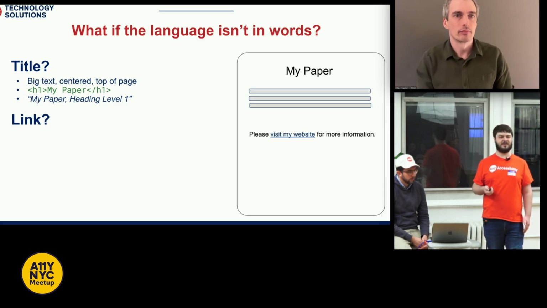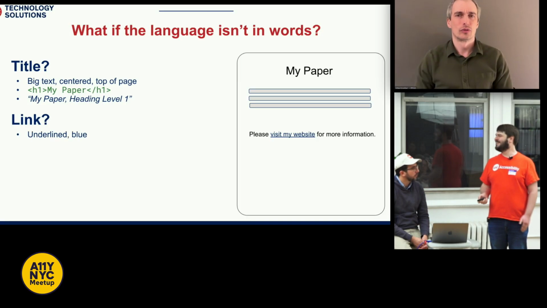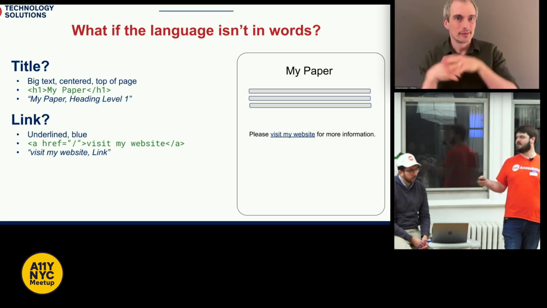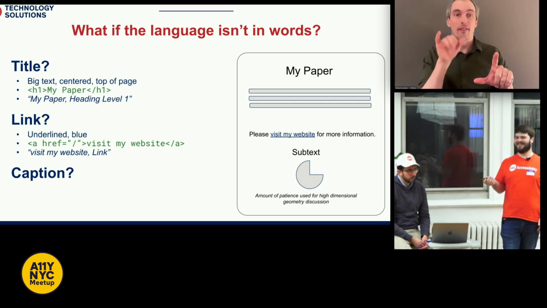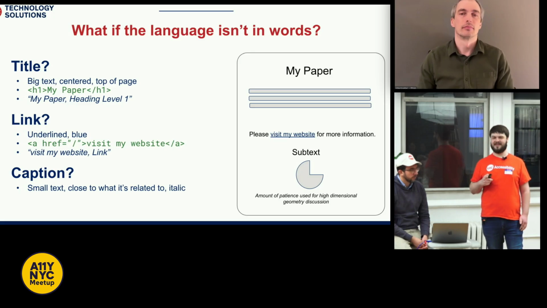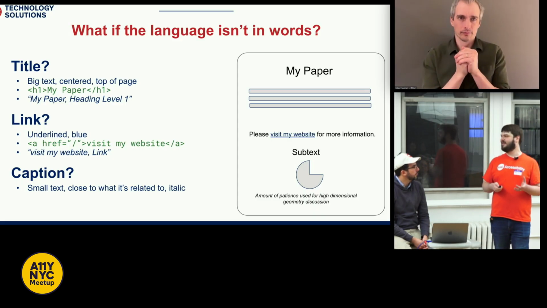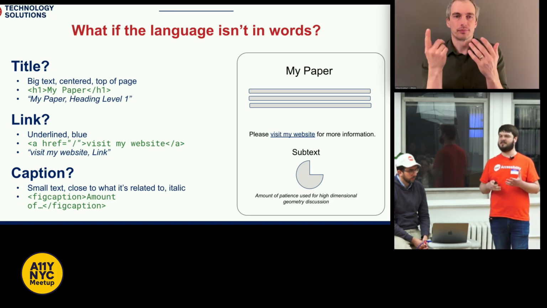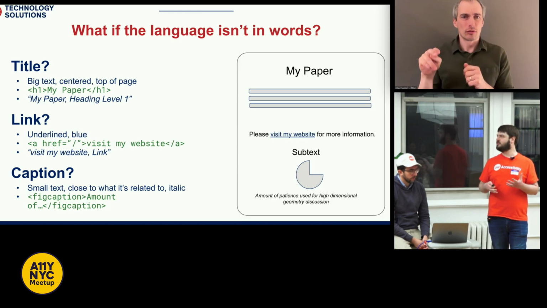So how do you say link in visual language? Anybody? Blue text underline, excellent. And that in HTML is an anchor tag, which then renders by a screen reader, visit my website, link. Caption. Italics, small, underneath something. Proximity, that's the key. Small text near something establishes a relationship between them. And then how do you do that in HTML? You do it with the figcaption. Again, it's the same concepts. It's the same underlying language. It's just different representations of that language.